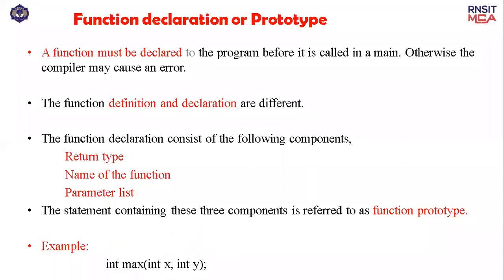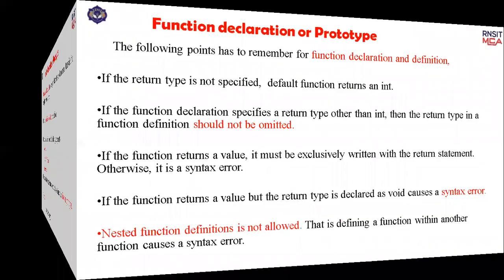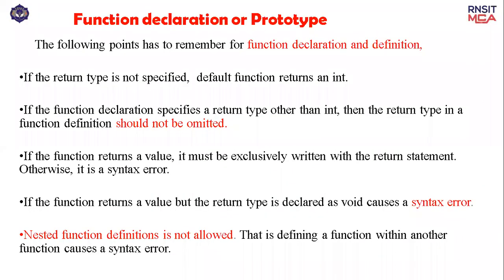Next, if the return type is not specified, the default function return type is always taken. What is default return type? If you don't specify return type in your function, the default return type is always integer. Remember one thing, the default return type is always integer, and if the function declaration specifies a return type other than int, then the return type in the function should not be omitted.